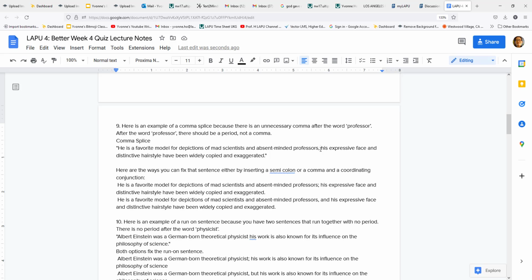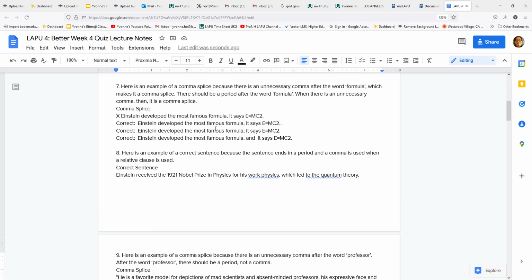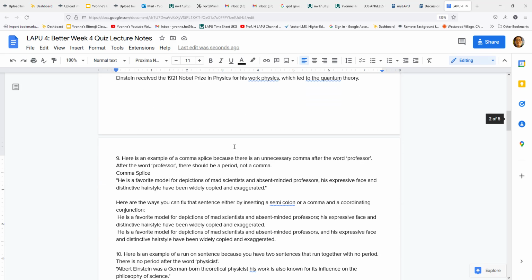So therefore, the way you can fix it is you can put a period between the two sentences, or just like up here, you can put a period between the two sentences, or you can have a semicolon between the two sentences, or you can have a comma and a coordinating conjunction. So those are the three ways that you can correct a comma splice.